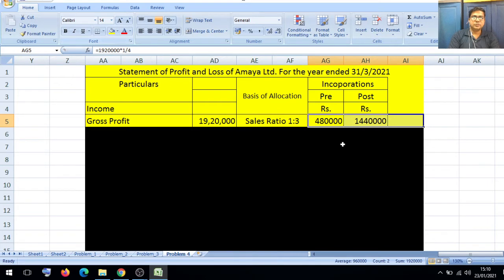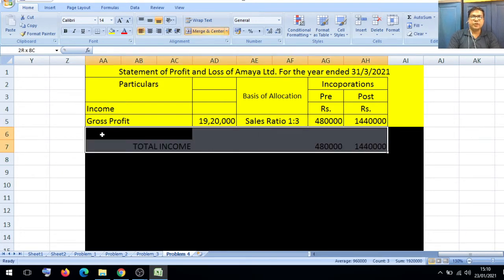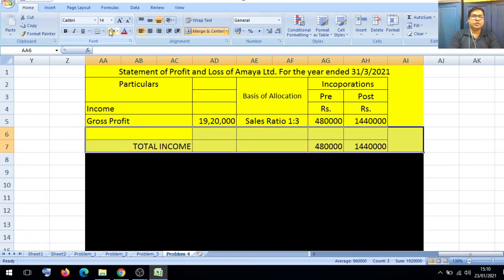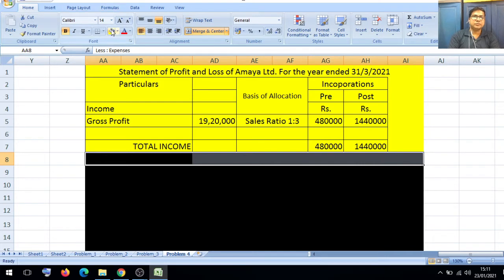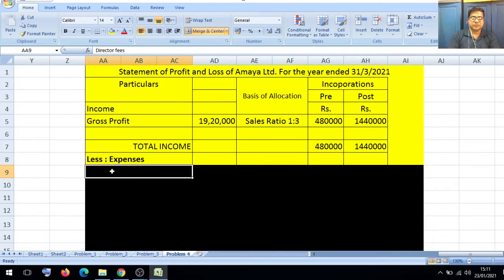Here, 4,80,000 is the pre-incorporation period gross profit, and the post-incorporation period gross profit is 14,40,000. Now there is no other kind of income, so the total of this gross profit, the same amount, we have to consider as total income. Then friends, we have to deduct expenses.